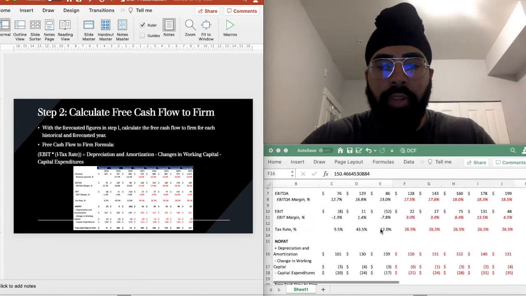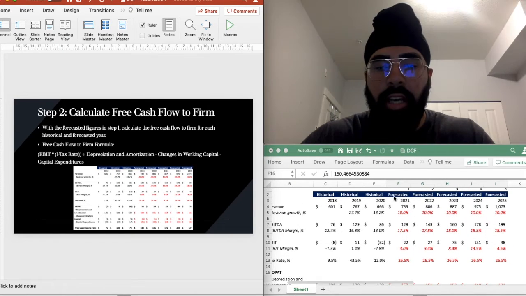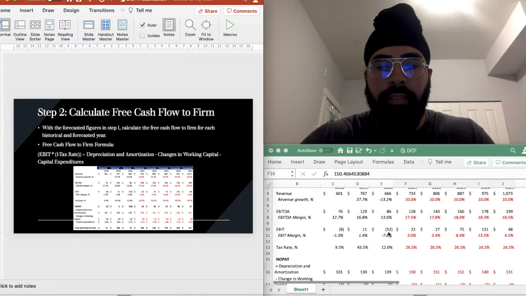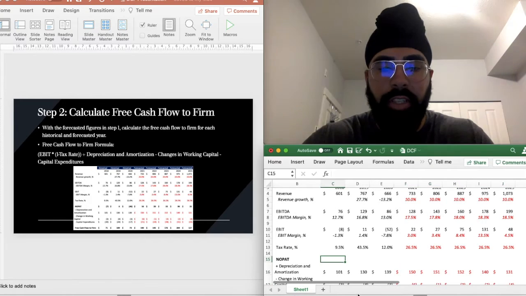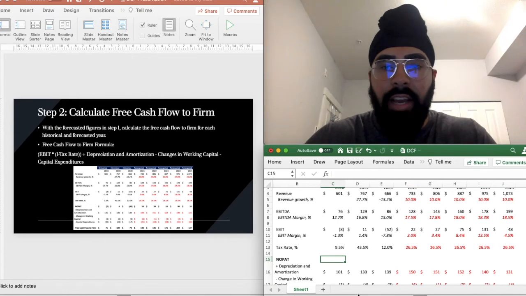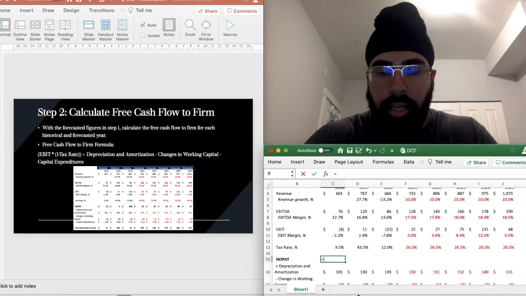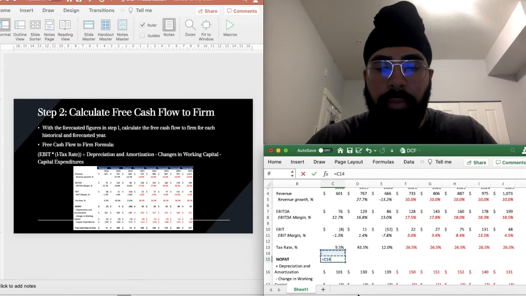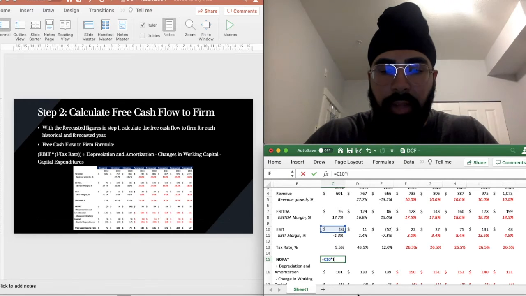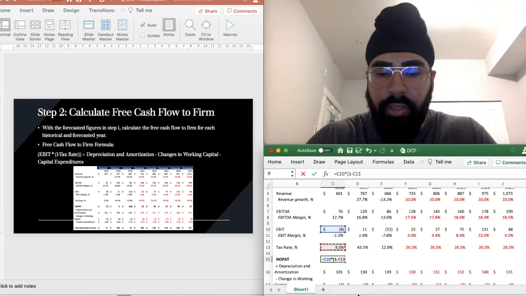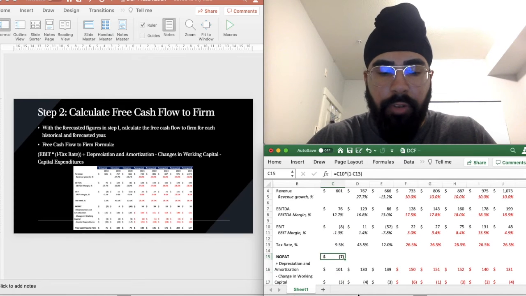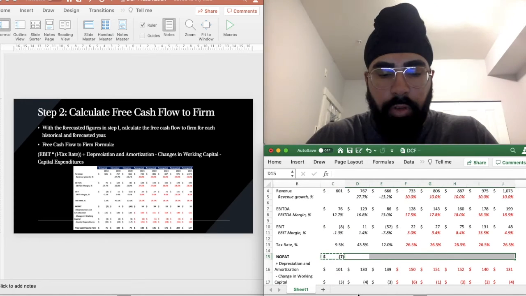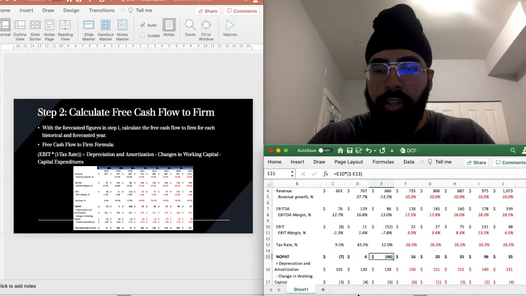So what we want to do there is we already have all the needed financials. First we want to calculate NOPAT, or net operating profit after tax. And that calculation is quite basic. It's just EBIT multiplied by 1 minus the tax rate. Okay, and we'll do that for historicals and for future periods. And there you go, we got our NOPAT.